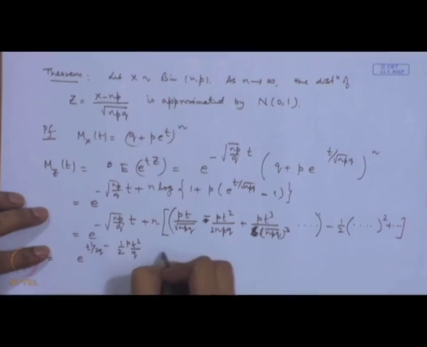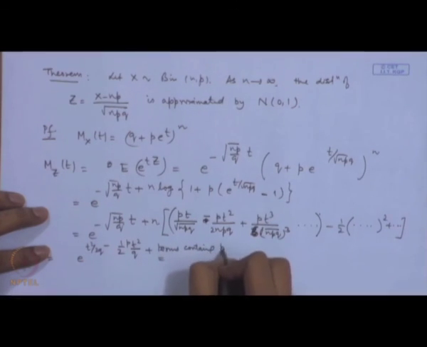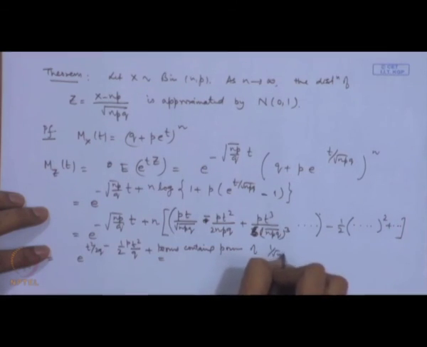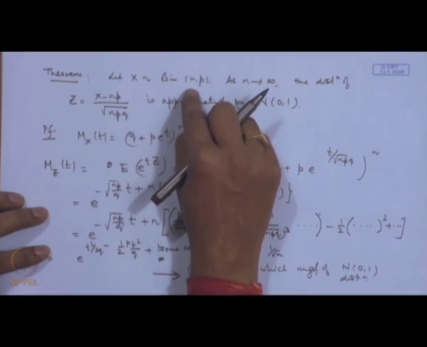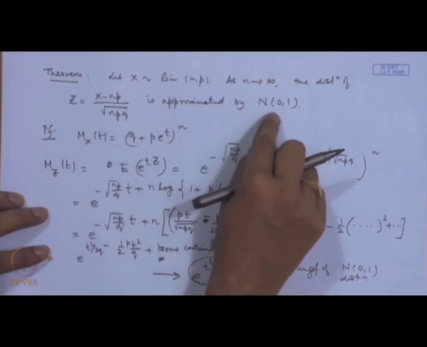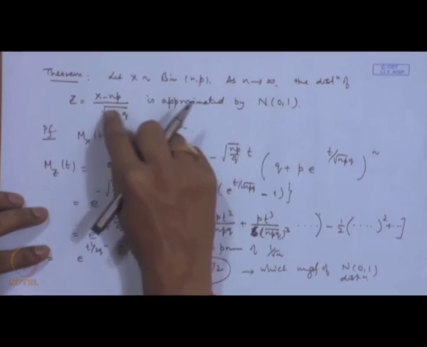So, if I take common, this is equal to e to the power t square by 2 q times (1 minus p) plus terms containing powers of 1 by root n. So, this will converge to e to the power t square by 2, because it is becoming 1 minus p, that is q, q cancels out. So, you get e to the power t square by 2, which is MGF of normal 0 1 distribution. That means, if n is large, then binomial distribution can be approximated by a normal distribution after proper standardization.